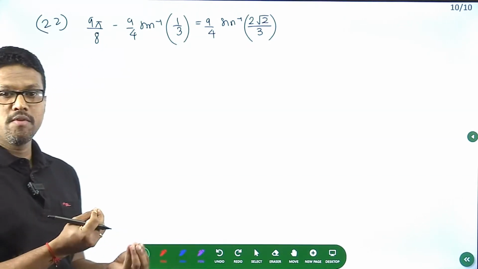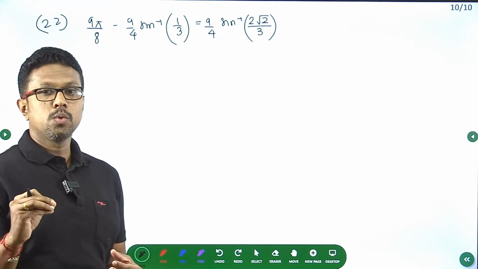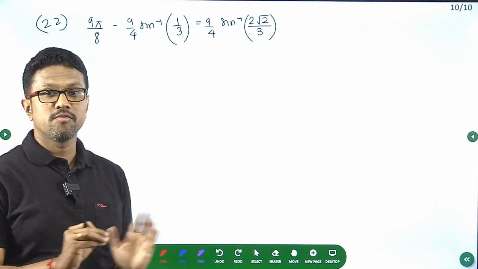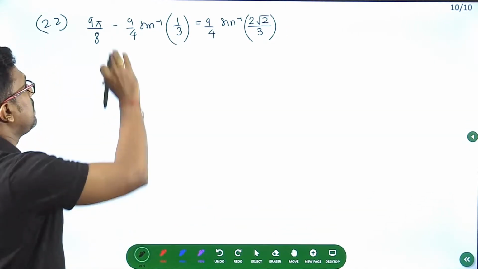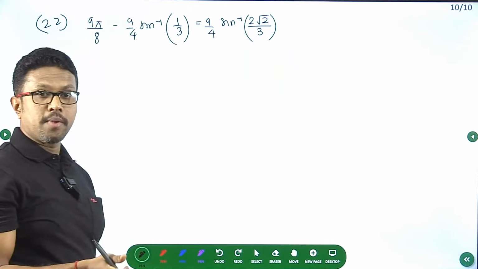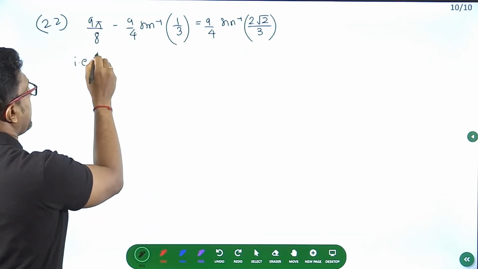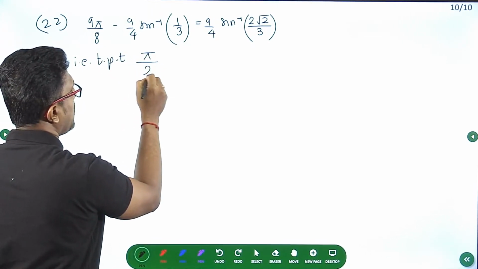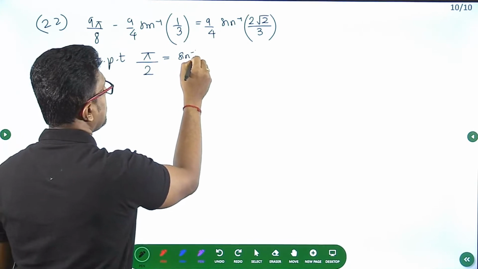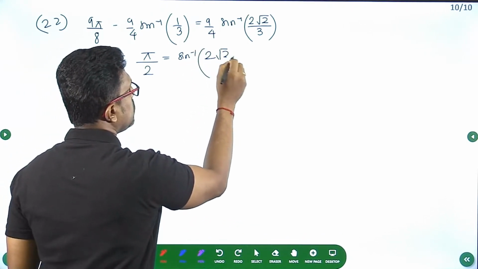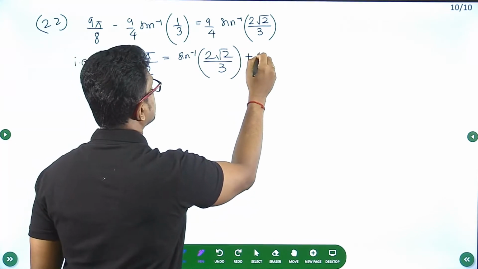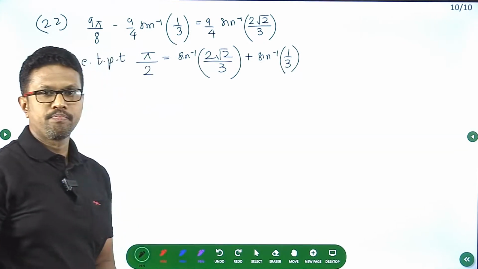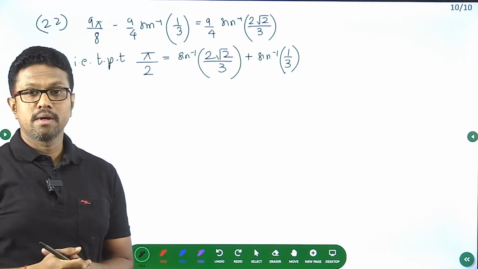So first of all, I will modify the question. I will divide throughout by 9 by 4 so that I can cancel off that term of 9 by 4 which is present over here and here. It is in everything, so I take it out from all. And I will take the minus to the other side and write it as plus. So what is to be proved is, dividing by 9 by 4, pi by 2 equals sine inverse of 2 root 2 by 3 plus sine inverse of 1 by 3. So these are the values that we will be proving now.